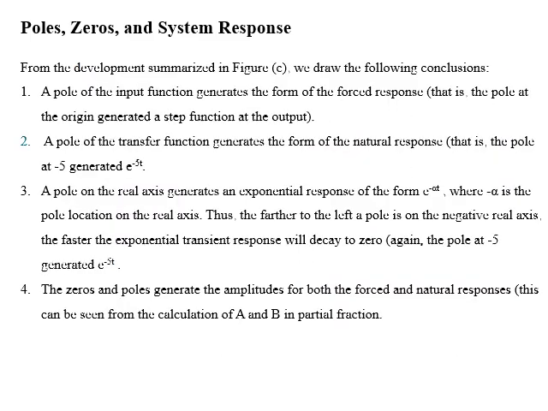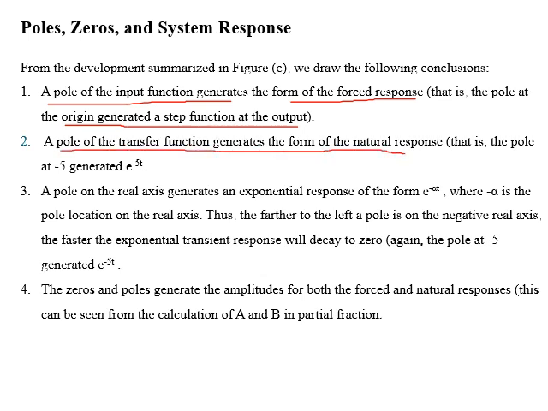Dear students, now we will summarize the last slide here. The first point is the pole of the input function generates the forced response of the system. In this, a pole at origin generated a step function at the output. Secondly, the pole of the transfer function generates natural response of the system. In this, the pole at minus 5 generated e power minus 5t.